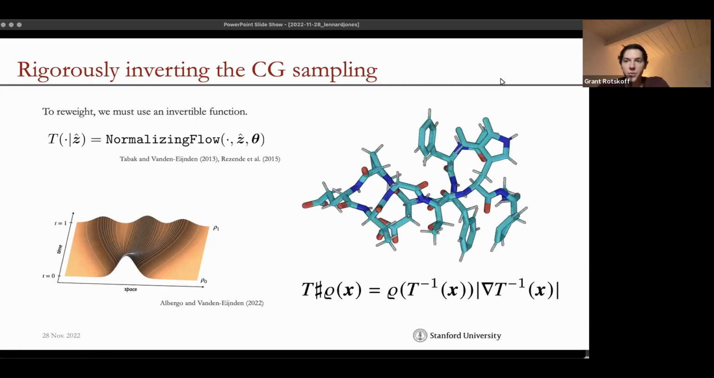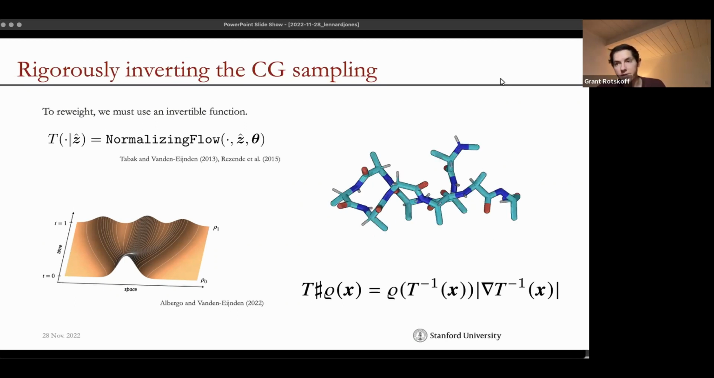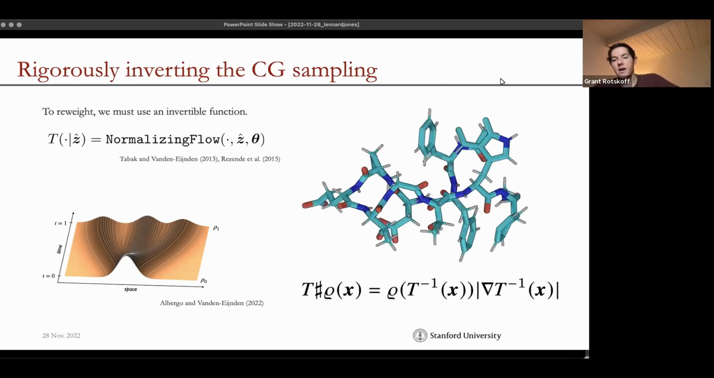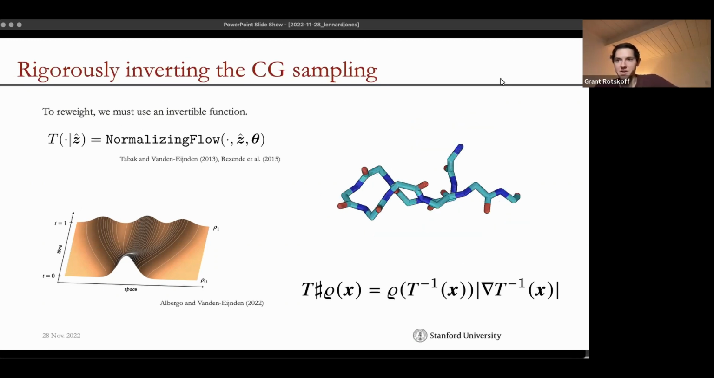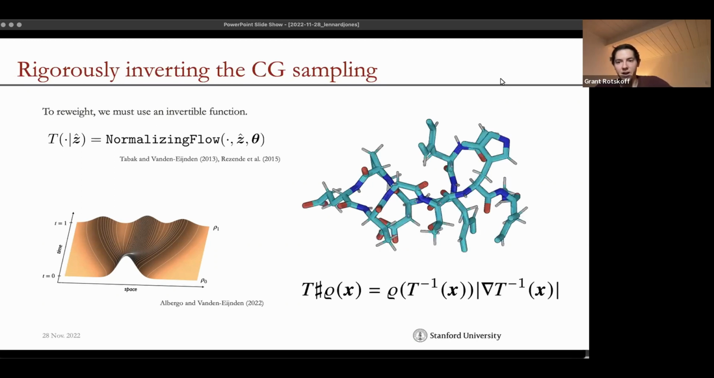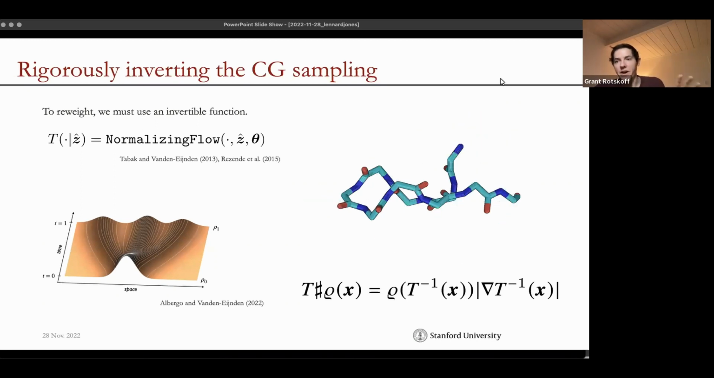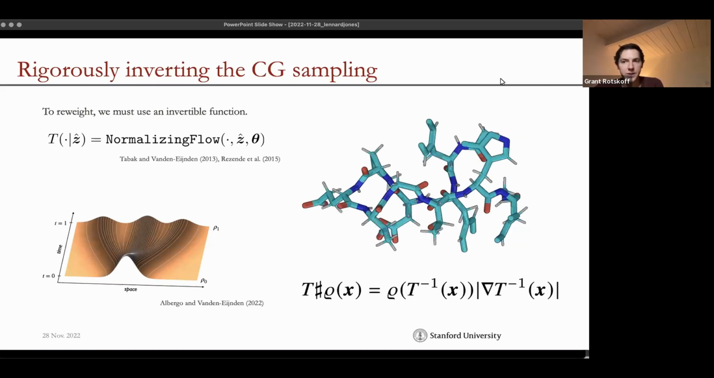So let me show you what this inversion process actually looks like. To actually reweight things, what we need to do is use an invertible model, because we need to compute a statistical weight of the configuration from the coarse-grained space transported back to the fine-grained space. That requires that we compute a Jacobian of the inverse transformation, and a statistical weight for the inverse map of the fine-grained configuration. To do that, we use a particular class of models called normalizing flows.